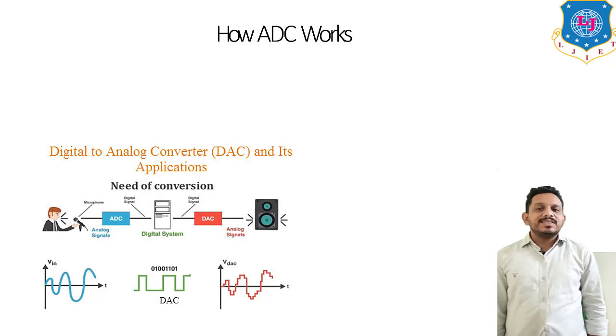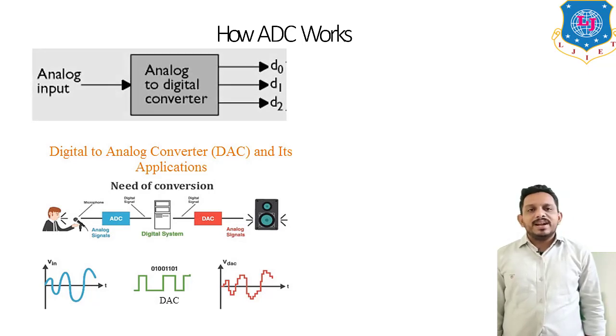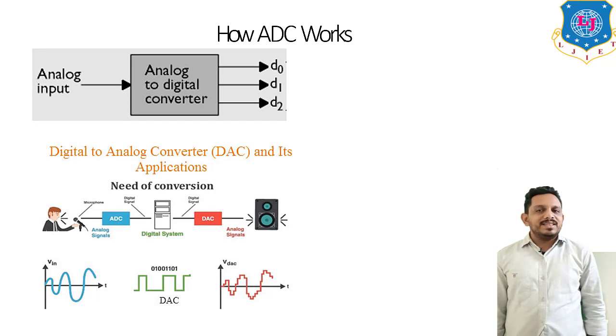So in this way, this ADC and DAC works. You can see analog signal was given, it was converted into the digital signal, and output is again obtained as the analog signal. So in this way, this analog and digital system works. You can see another diagram also.